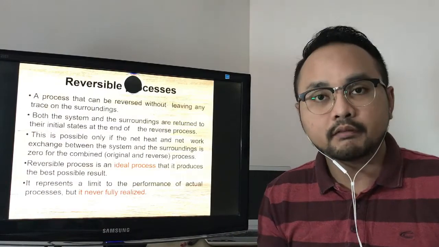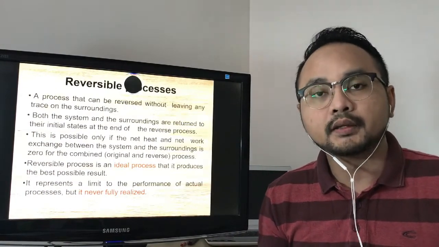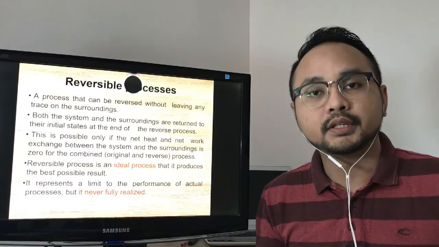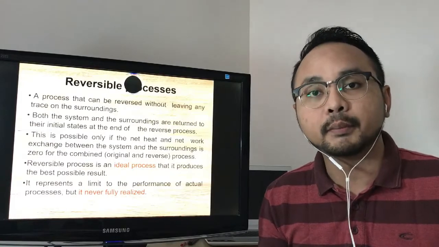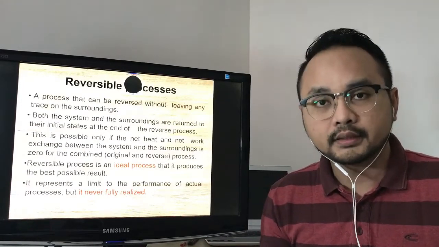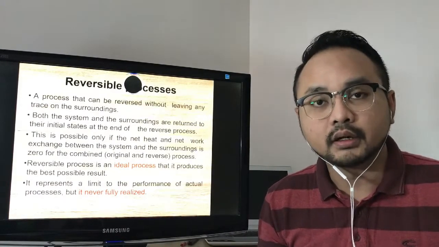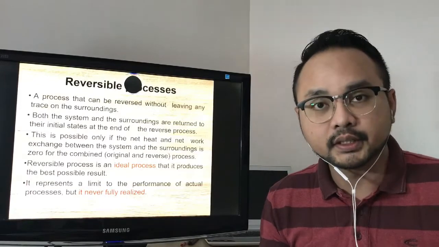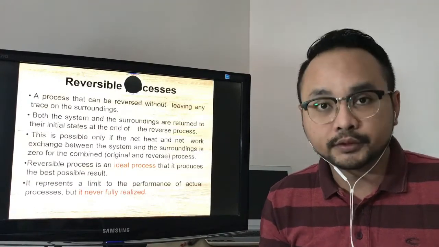Let's say we have a system and we provide it with heat, and the properties inside this system change, like pressure, temperature, or even the phase of the material inside that system. Then after we leave this system for a certain period of time, if all the properties that changed go back to their initial state, then we say this system is undergoing a reversible process.